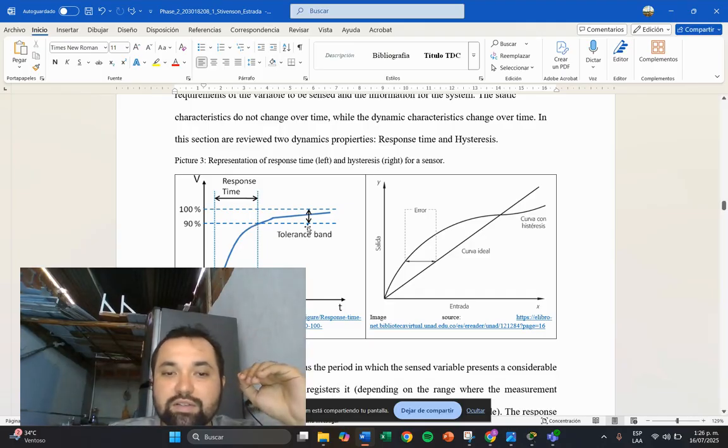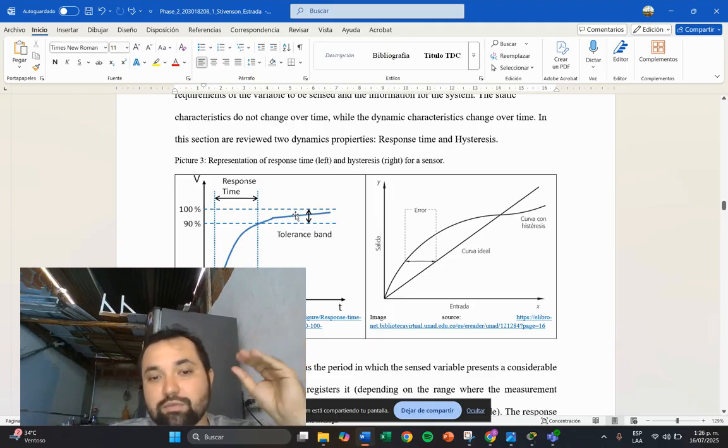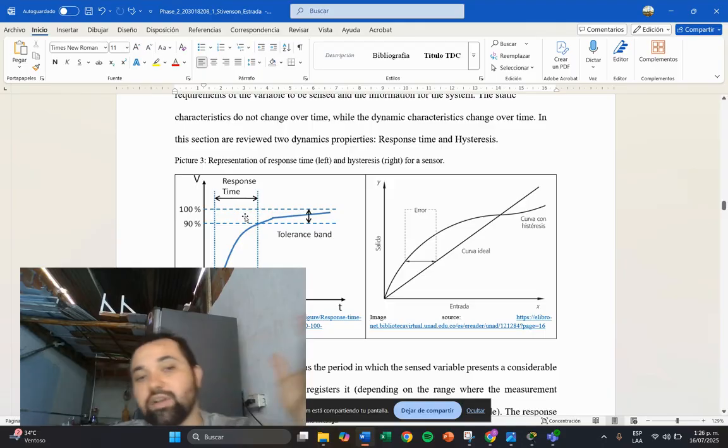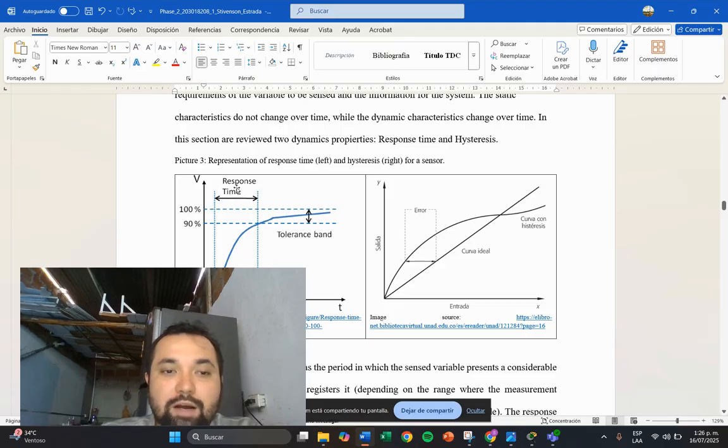And this is a tolerance band that depends on the sensor, for each sensor or variable to measure. Different variables have different response times. For example, temperature has a long response time, and speed or angular speed has a much faster response time.